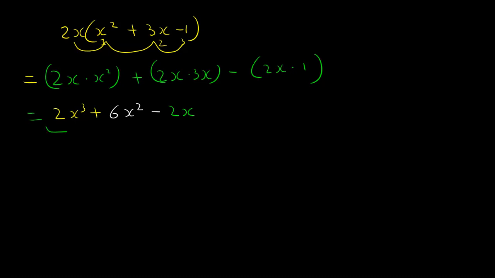And this is as far as we can simplify it, because the first one has the power of 3, the next one is power of 2, and the last one has power of 1. We don't write it because it's given. So that is as far as we can simplify it.